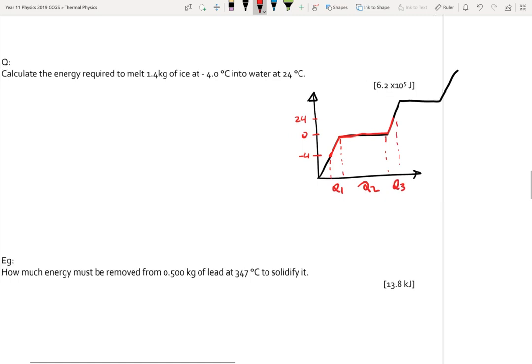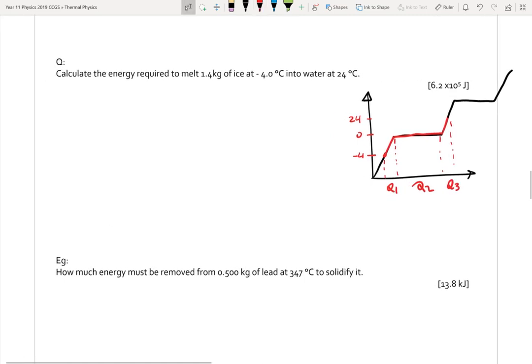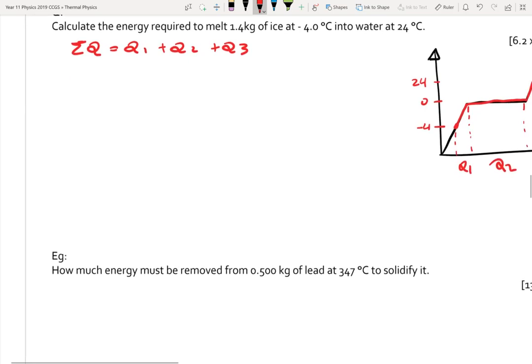Okay? So, the sum of all energies equals Q1 plus Q2 plus Q3. I'm going to write my subscripts again because these are now becoming more important. Mass ice, c ice, delta T ice, plus mass ice, latent heat of fusion, plus mass water, c water, delta T water.